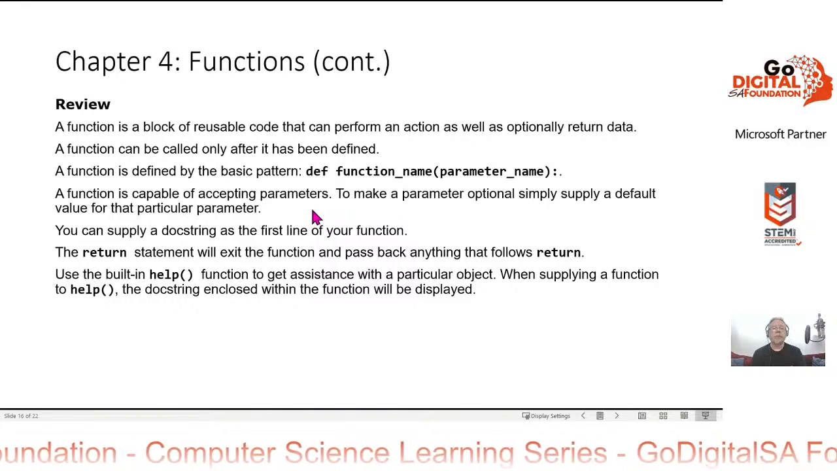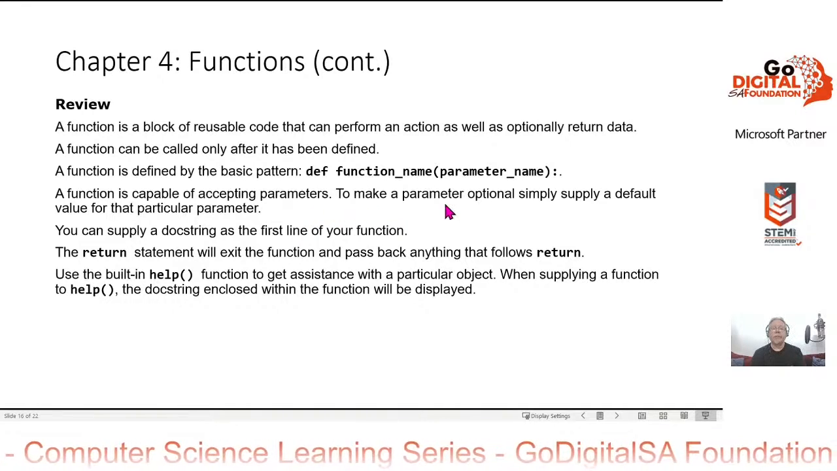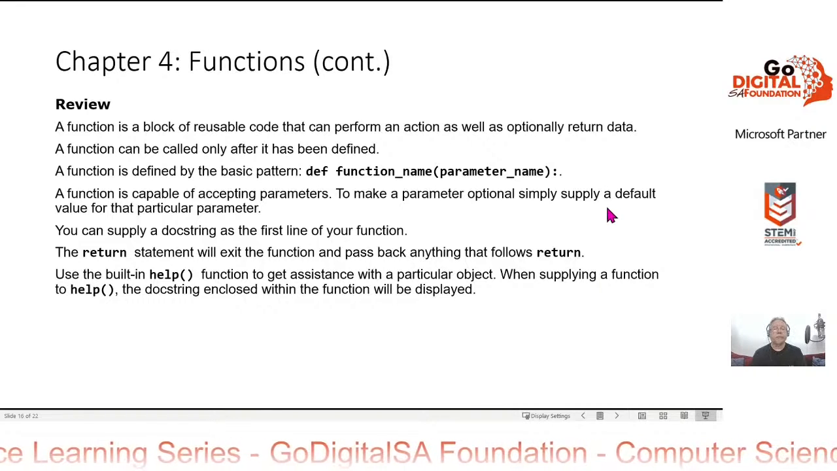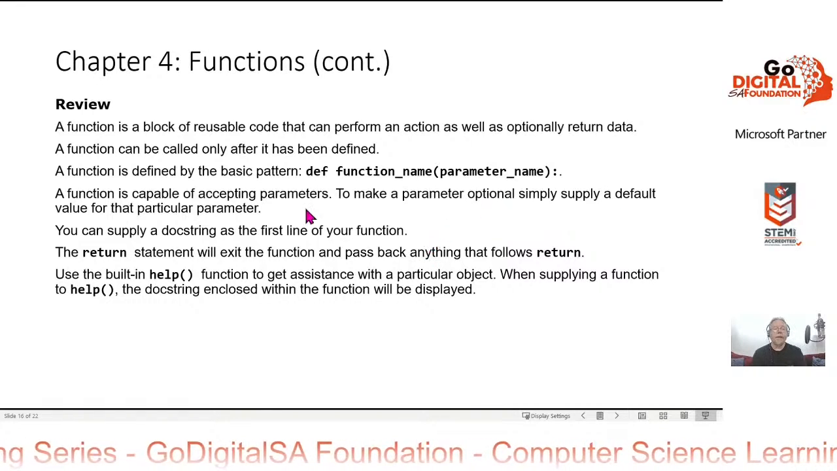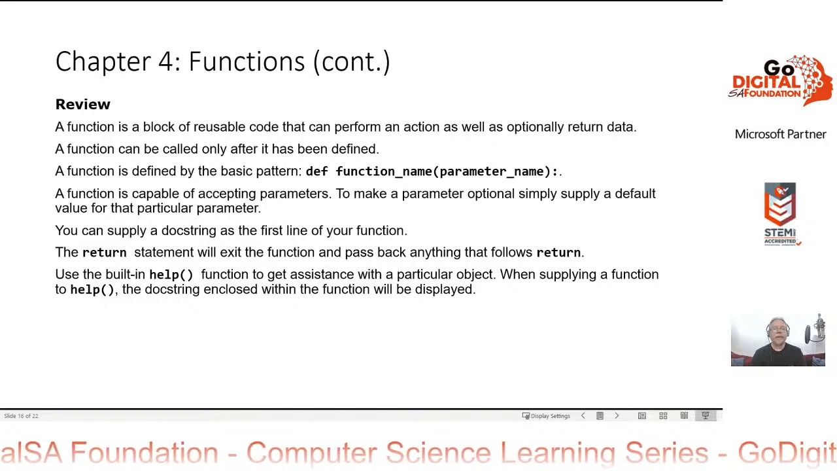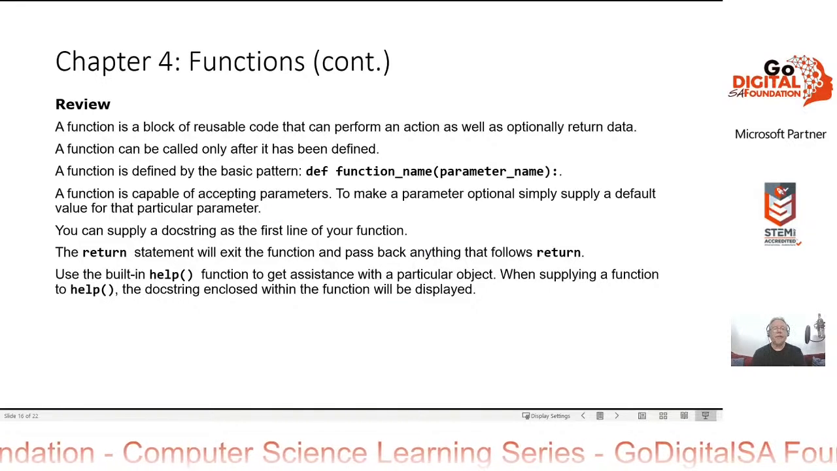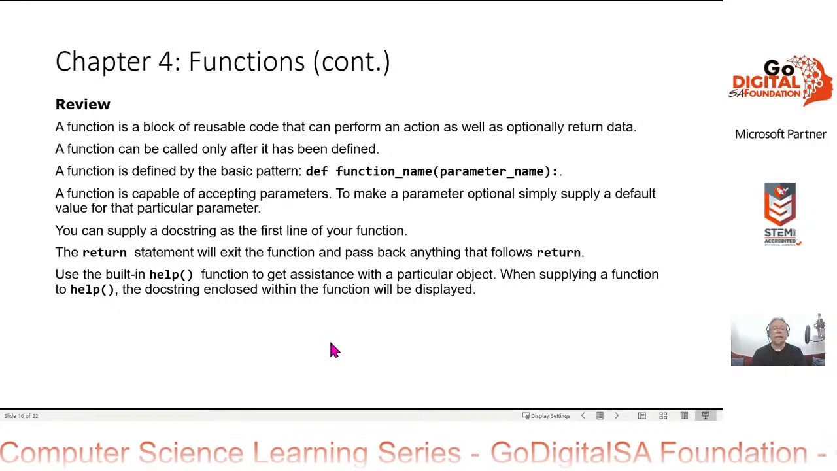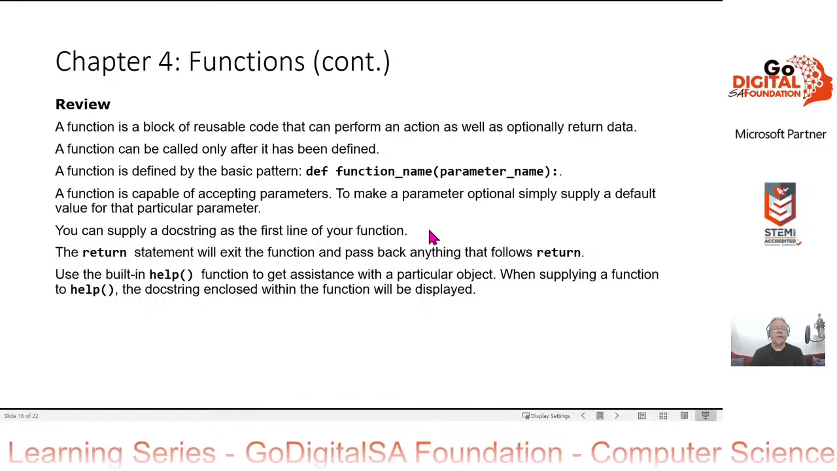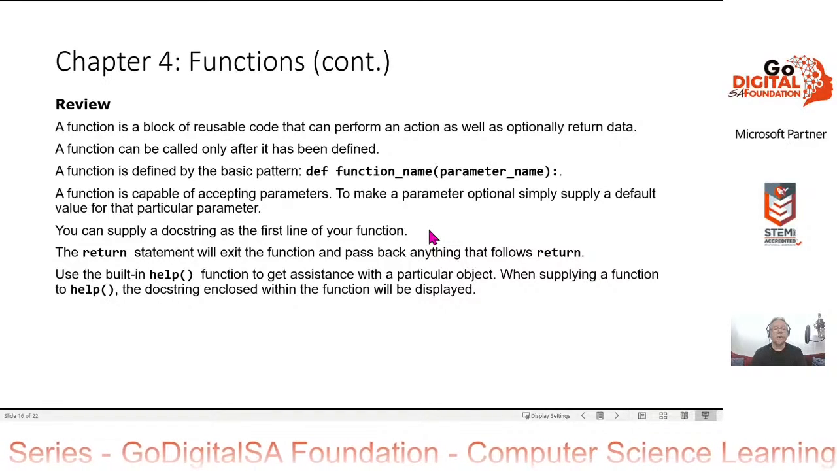A function is capable of accepting parameters. To make a parameter optional, simply supply a default value for that particular parameter. And remember that if you mix default with required parameters, the default parameters have to come at the end of the list. You can supply a docstring as the first line of your function in triple quotes.